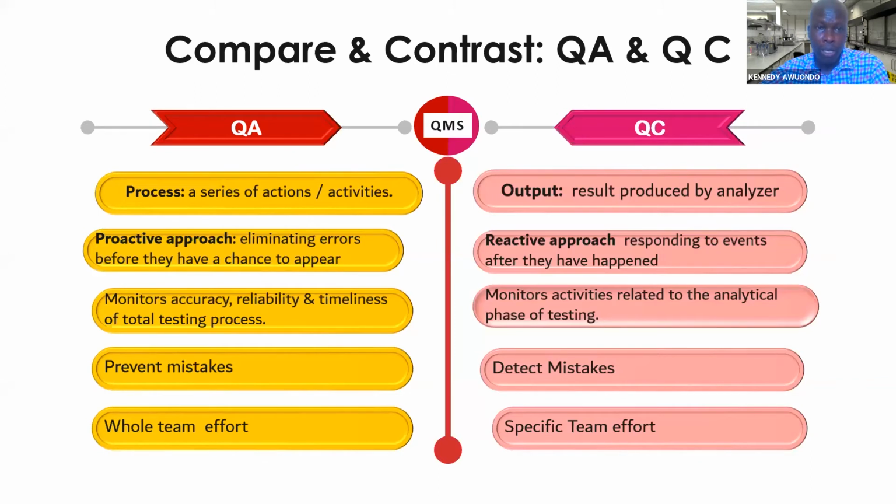Thirdly, QA monitors accuracy, reliability, and timeliness of the total testing process. QC monitors activities related to the analytical phase of the testing. Fifth, QA prevents mistakes. QC detects mistakes. Finally, QA is a whole team effort, right from sample collection to the time that the sample is released. It's the whole team. But QC is a specific team. If you are in a biochemistry department or a hematology department, it's just that team in that section that is dealing with the QC. So those are the differences between QA and QC.